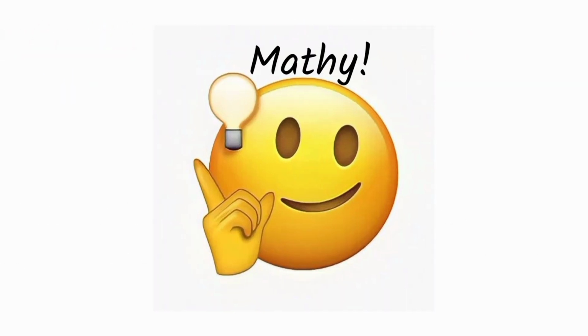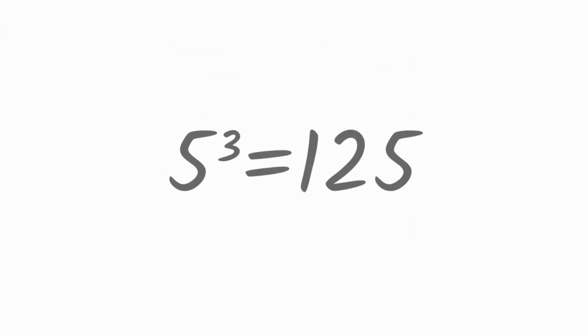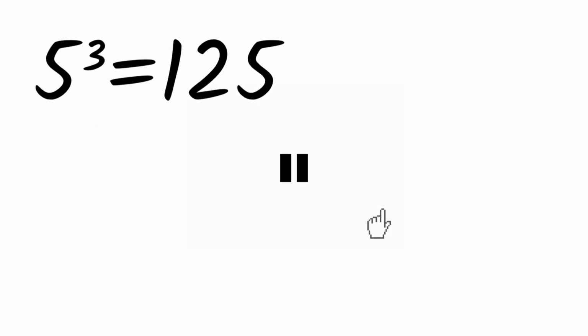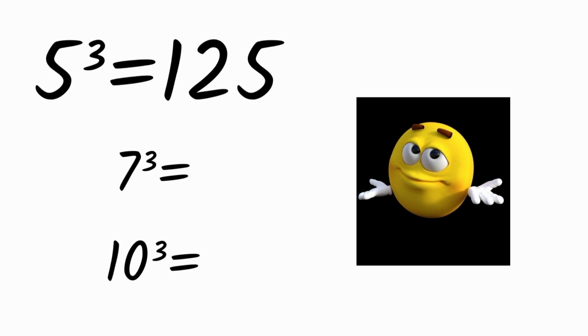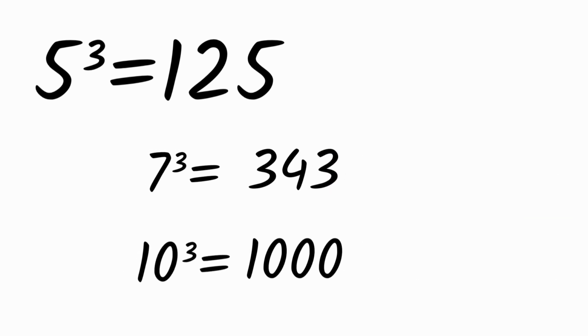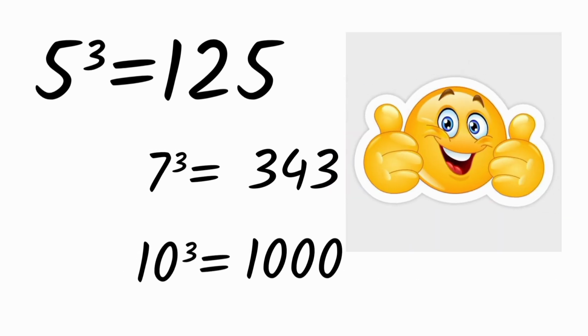To represent this mathematically, it is written as 5 cubed is equal to 125. You can take a moment and pause the video to calculate the value of the following. If your answers are 343 and 1000, then you did it right. Calculating the cubes of numbers is very easy as far as they are whole numbers, small or multiples of 10.